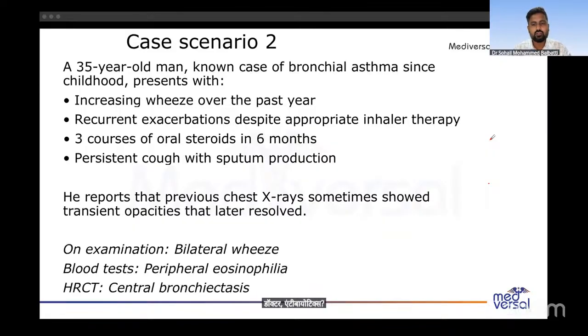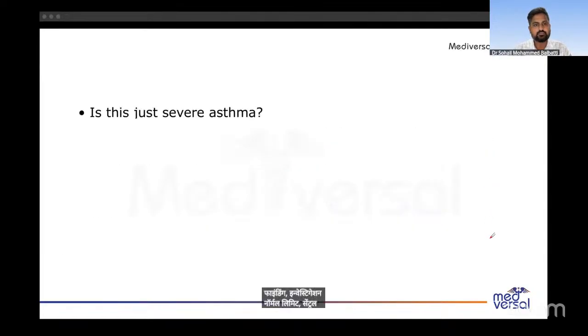On examination of this patient, there was bilateral wheeze, and when we performed the blood investigations, the significant finding was peripheral eosinophilia. Other investigations were within normal limits. Then we asked for an HRCT, which showed predominant central bronchiectasis. So is this just severe asthma, what we are seeing in this patient?